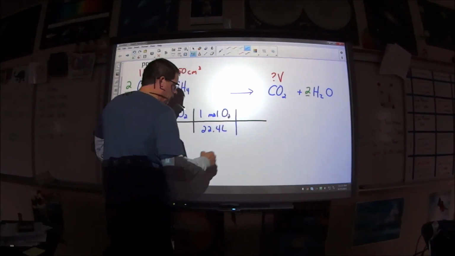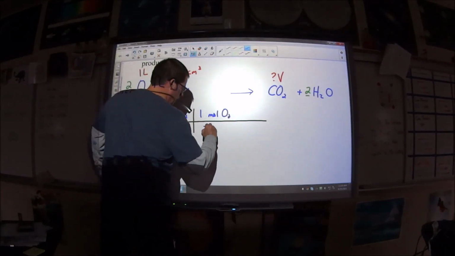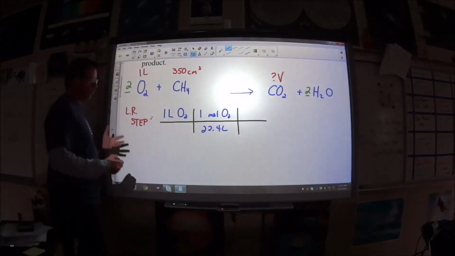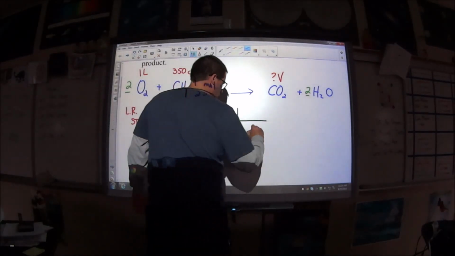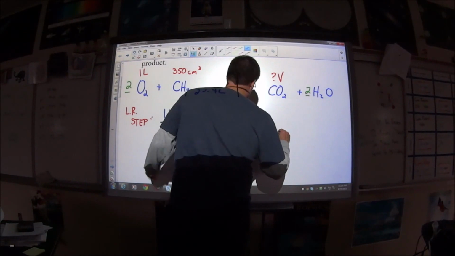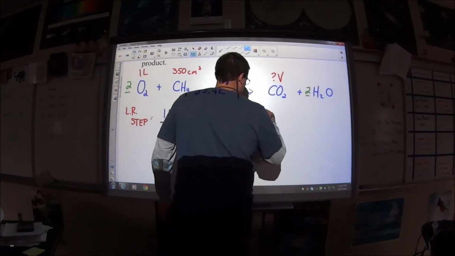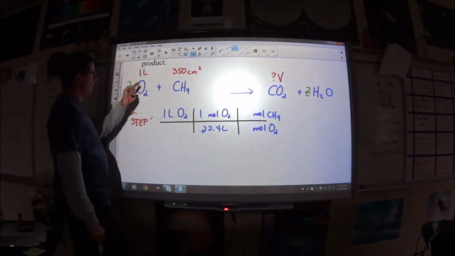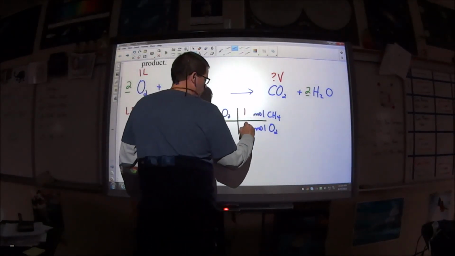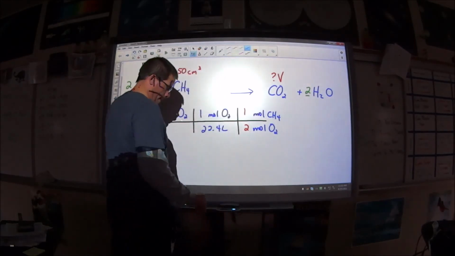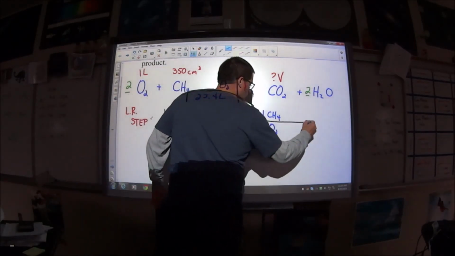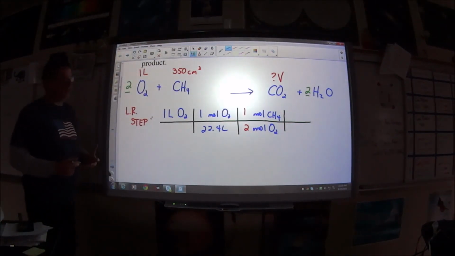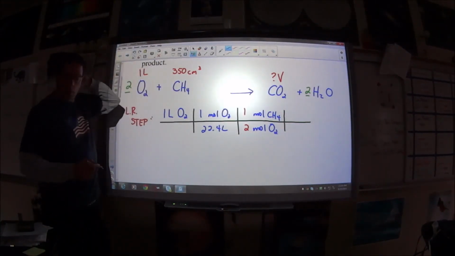So that's step 2. Step 3, I want to get rid of moles of oxygen and compare it to my other reactant, which is methane, CH4. And I'll put in my values. I have a 2 and a 1, so 1 here and a 2 there. And I also want to change back into the desired unit. In this case, it's centimeters cubed.